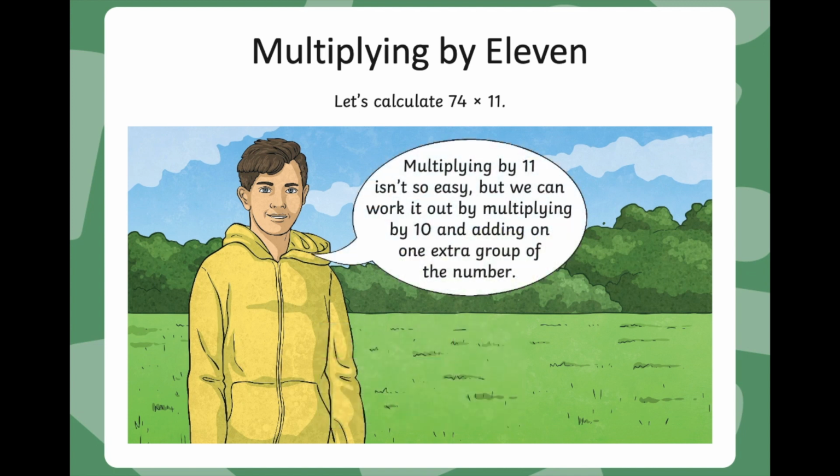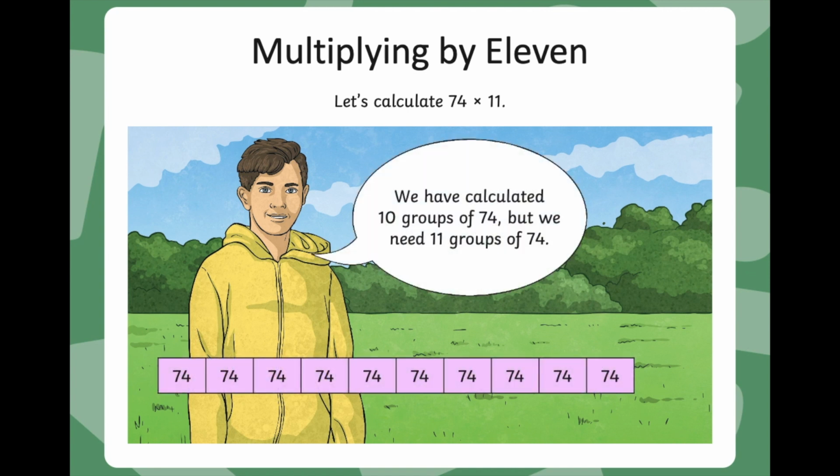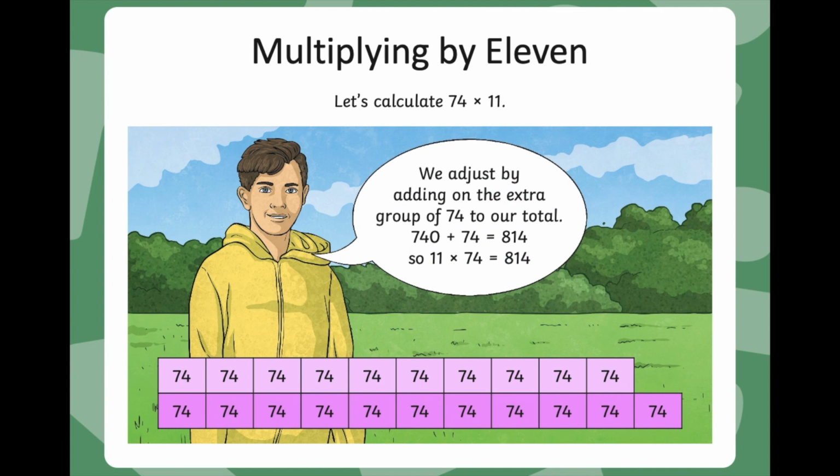Multiplying by 11 isn't so easy, but we can work it out by multiplying by 10 and adding one extra group of the number. We have calculated 10 groups of 74, but we need 11 groups of 74. We adjust by adding on the extra group of 74 to our total. 740 add 74 equals 814, so 11 times 74 equals 814.